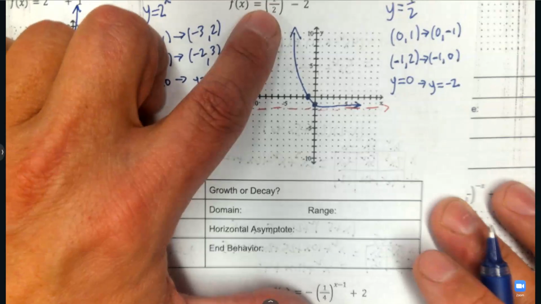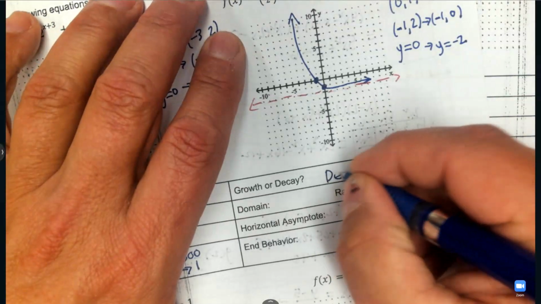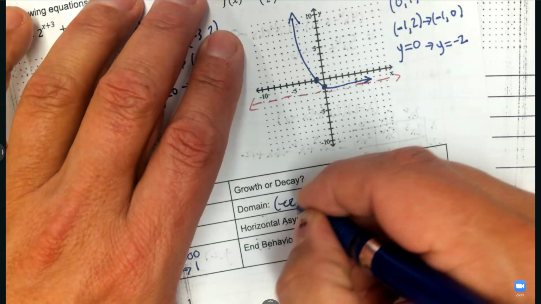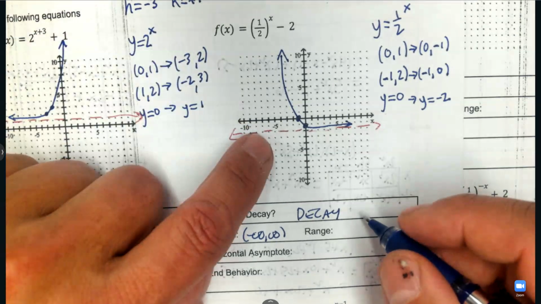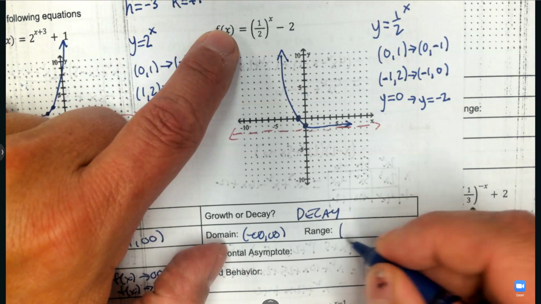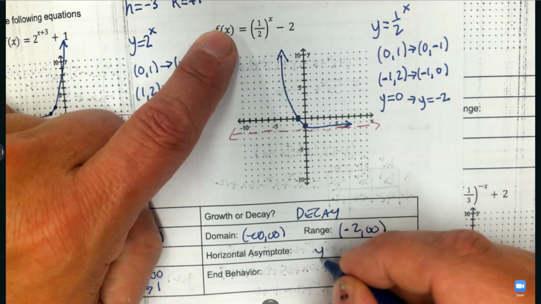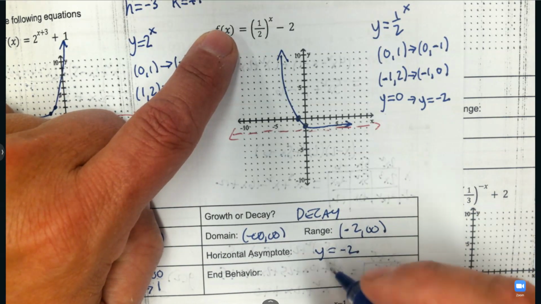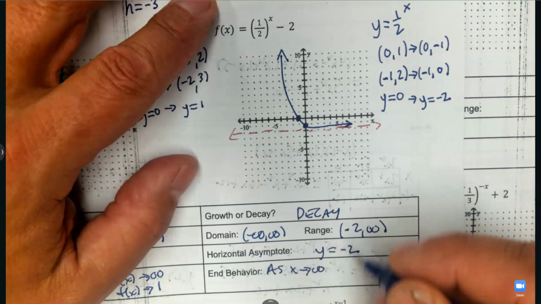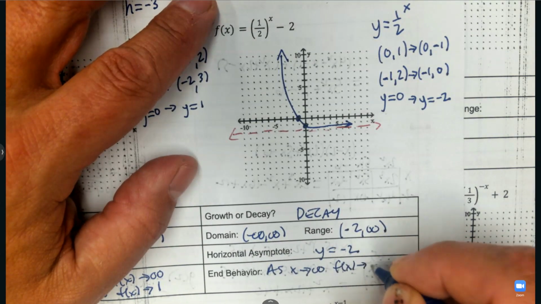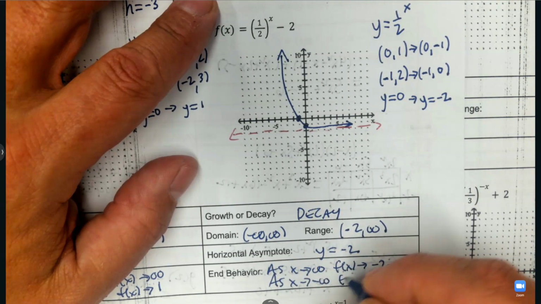So is this a growth or decay? Notice the graph is decreasing, so it's a decay. The domain, we have no restriction, all numbers. The range, the bottom to the top. So the bottom is the asymptote, negative 2, up to infinity. We have a horizontal asymptote, y equals negative 2, and the end behavior. The right end is approaching the asymptote, which is at negative 2. And the left end is approaching infinity.